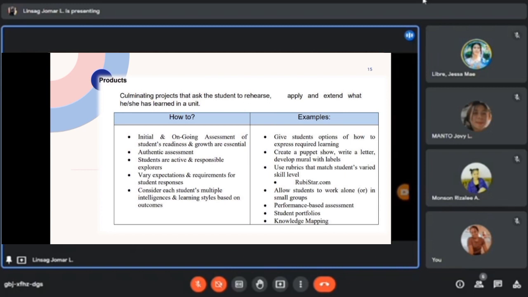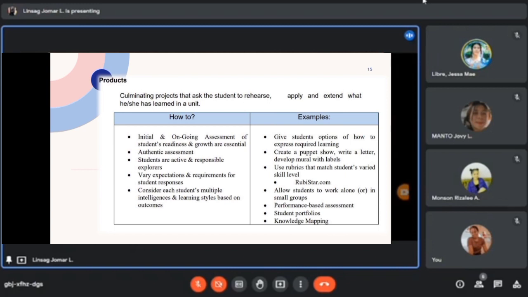Give students options of how to express required learning: create a puppet show, write a letter, develop a mural with labels, use rubrics that match students' varied skill levels, allow students to work alone or in small groups, performance-based assessment, and students' portfolios. Lastly, knowledge mapping. So that is for the products.